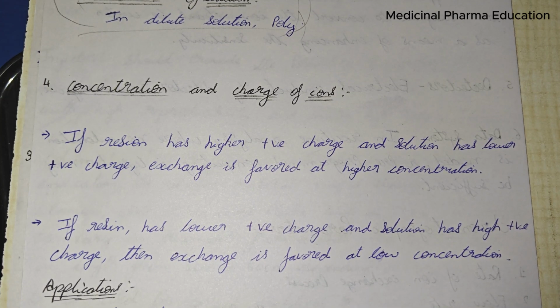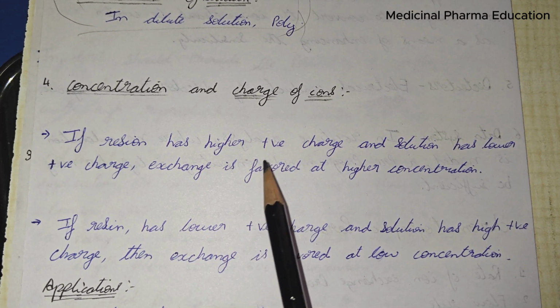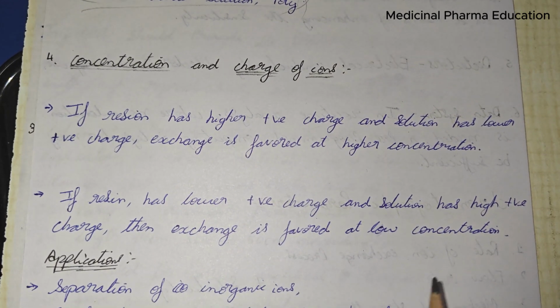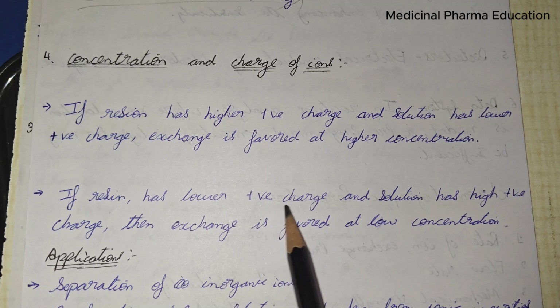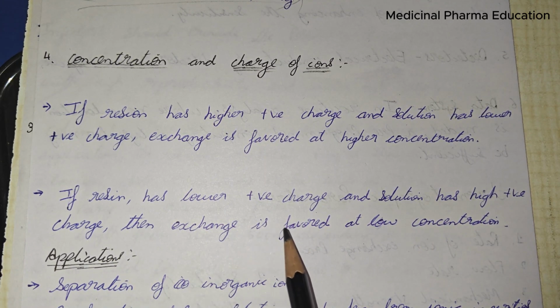This is between the resin, the stationary phase, and the solvent. If the resin has higher charge and the solution has lower, it is favorable to higher concentration. And if the resin has lower positive charge and the solution has higher positive charge, then exchange is favorable to lower concentration. Okay, this is the mechanism or the concept. We can't explain this one in more detail.